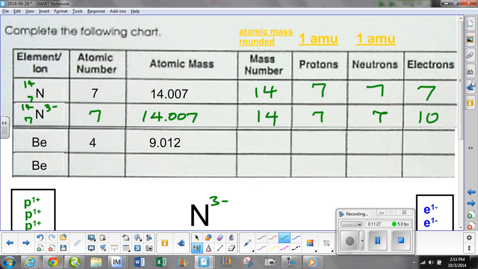Okay, now let's take a dude that goes positive. Beryllium forms a 2+ ion. But we're going to do him first of all as beryllium the atom. So, what's the atomic number for beryllium the atom?